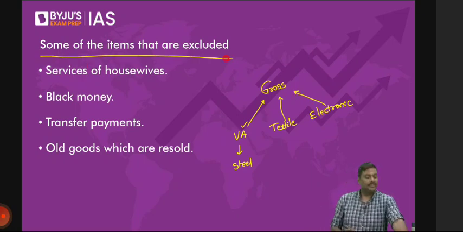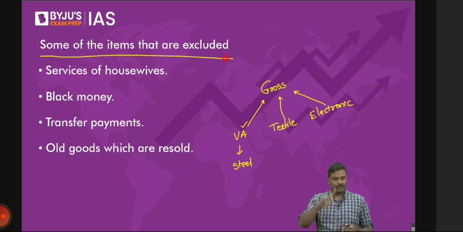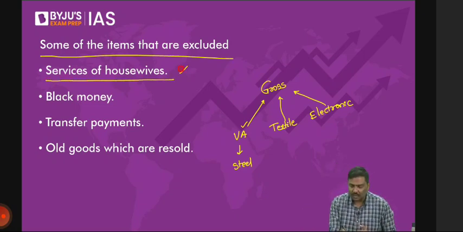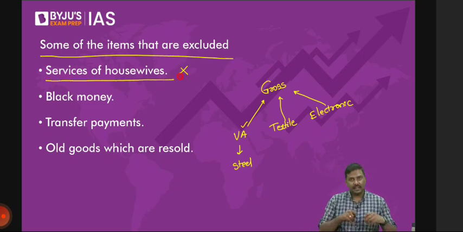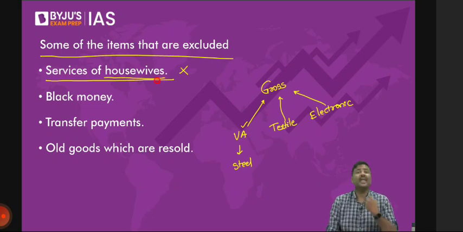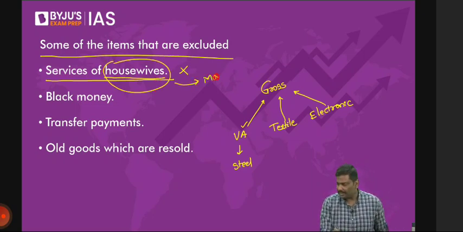Whenever you talk about GDP, what are some of the things that you need to be very careful about? One, whatever is the services of the housewives, it is not counted as a part of GDP. I repeat, whatever is the contribution done by the housewives, that's very important. Why housewives, sir? Simple, because the services are provided for which money is not paid.